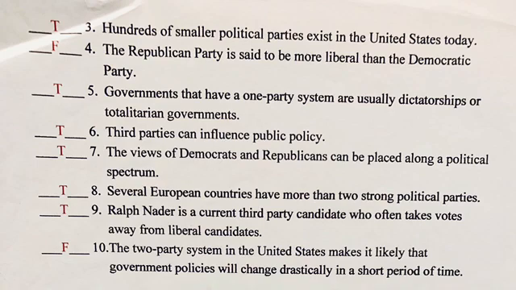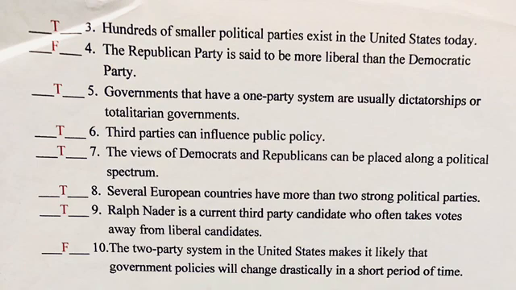That's what we did in class last Friday and this Monday. Number 8 is true. Several European countries have more than 2 strong political parties. We'd mentioned that they have multi-party systems in Europe. Number 9, this was in the reading. We haven't talked about this third-party candidate, but this is another one like Ross Perot that we've talked about before, who took votes away from one candidate and caused a different candidate to win the election.